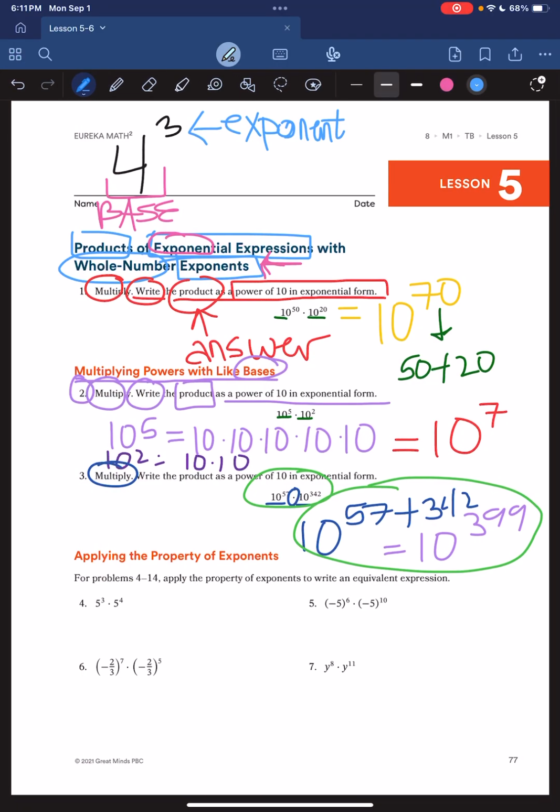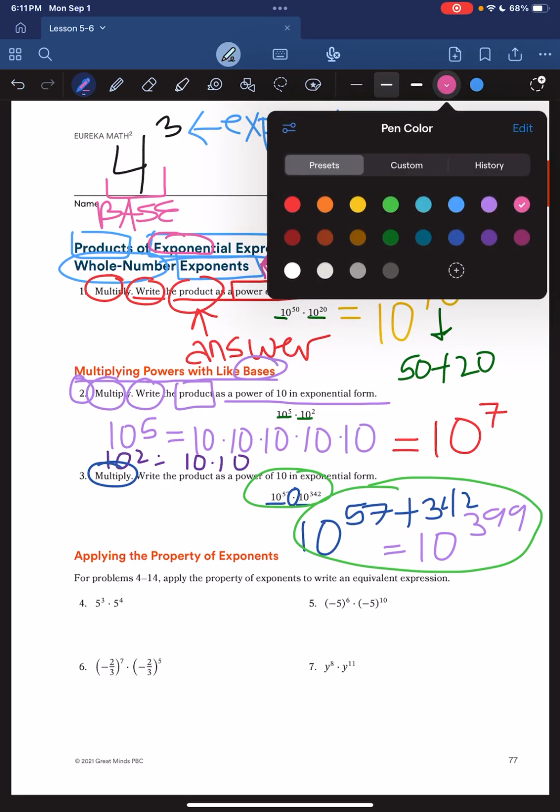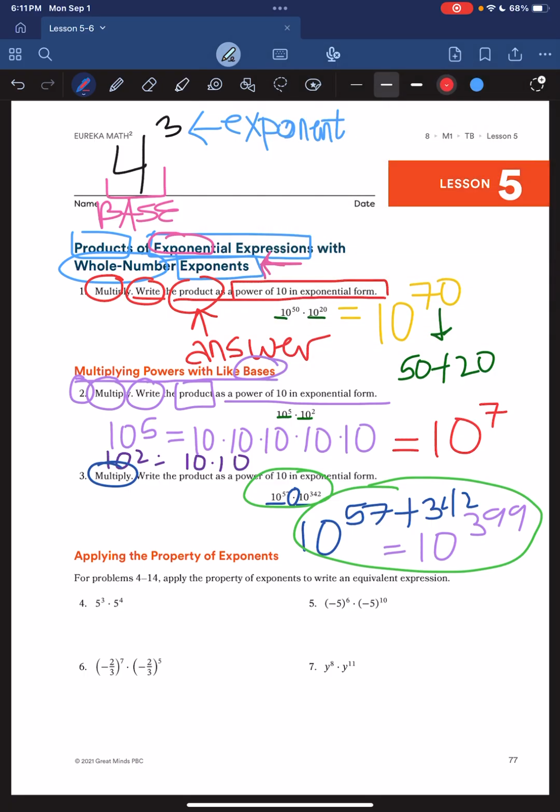At the bottom it says for problems 4 through 14, you're going to apply the property of exponents to write an equivalent expression. So like I said before, we're talking about equivalent expressions. We said these were equivalent expressions right here. So on number 4, if you want to take and try and do these on your own, please pause the video, do them, and then go through with me as you check them.